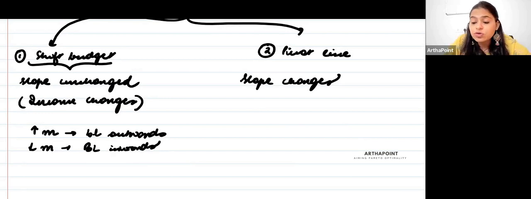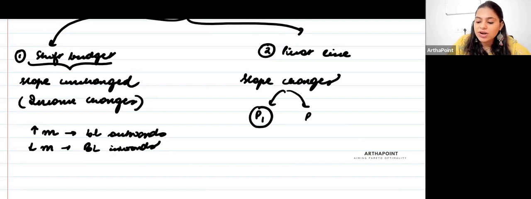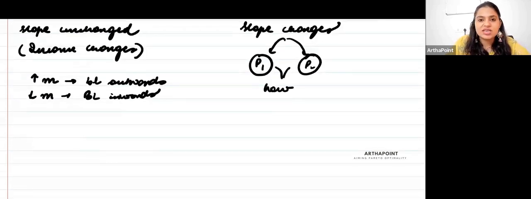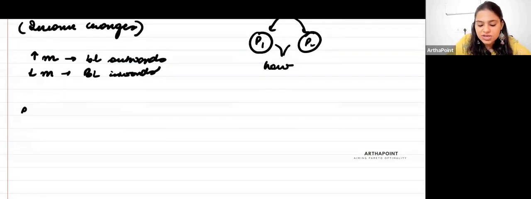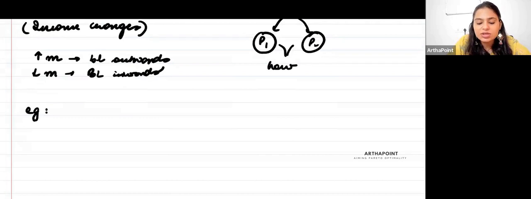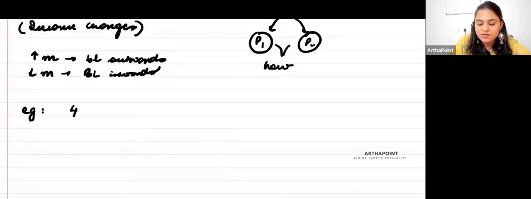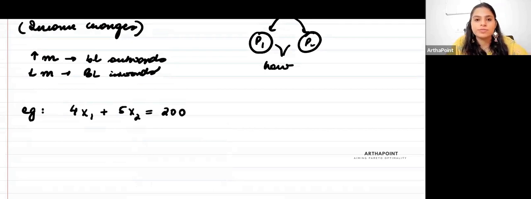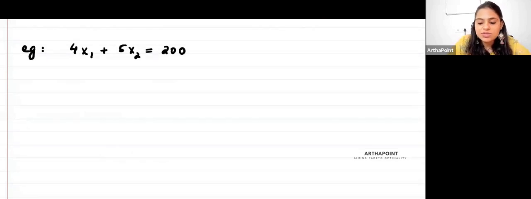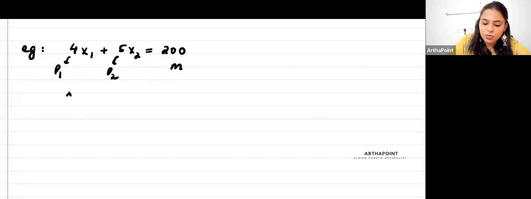Whenever there is change in the slope, which means either price of good 1 is changing or price of good 2 is changing, what happens to the budget line depends on how the prices change. So let's take an example. Suppose I tell you that initially your budget line is 4x1 plus 5x2 is equal to 200. Income is 200, price of good 1 is 4, and price of good 2 is 5. And I ask you to plot this budget line.